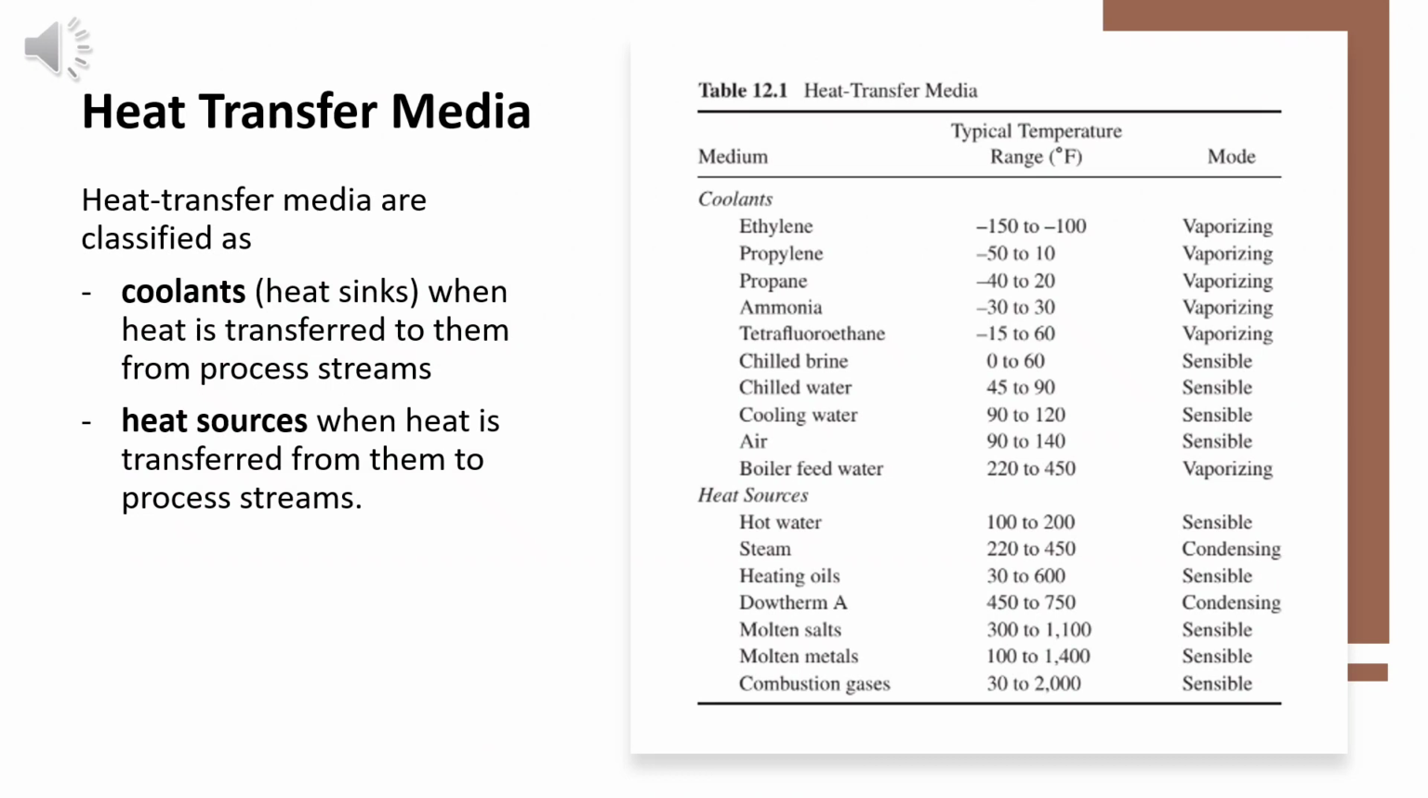Next is the heat transfer media. Heat transfer media are classified as coolants and heat sources. Coolants are when heat is transferred to them from process streams, and heat sources are when heat is transferred from them to process stream. So we can refer to table 12.1, which is the heat transfer media of different medium such as coolants, heat sources, and the typical range for the temperature and the mode such as vaporizing, sensible, and condensing.